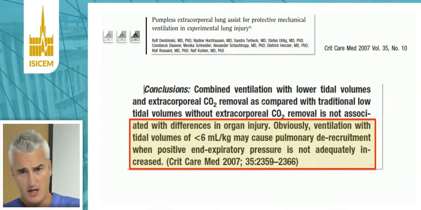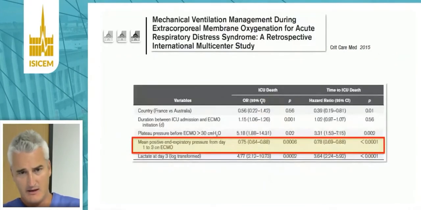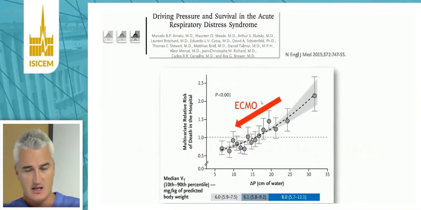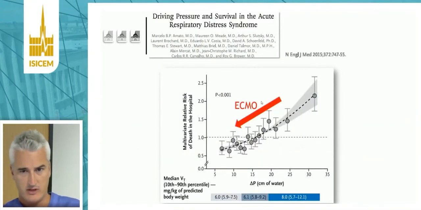4 milliliter per kilogram, you may cause pulmonary derecruitment. So to prevent that, you need to increase your PEEP level. And to support that, there are not so strong data, but we have data showing that the high level of PEEP was a protective factor against mortality in a very large retrospective international multicenter study. So if I reduce my plateau pressure by reducing my tidal volume, and if I increase my PEEP, I will decrease at the end my driving pressure.